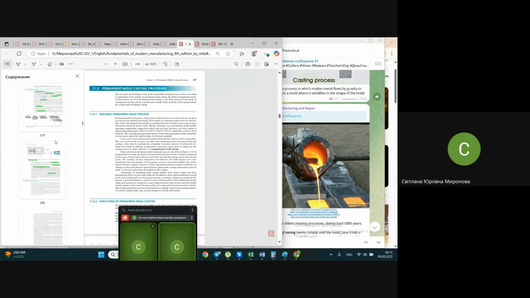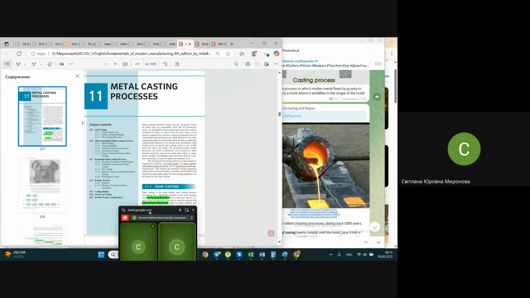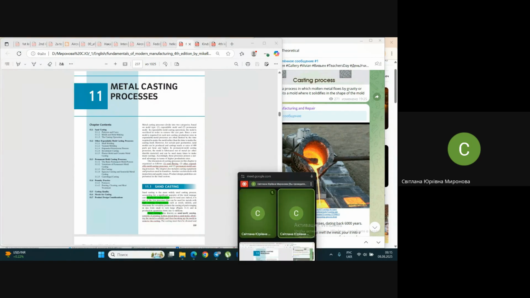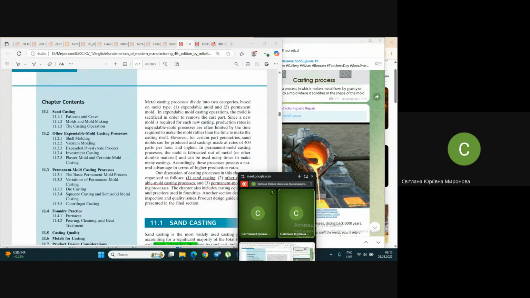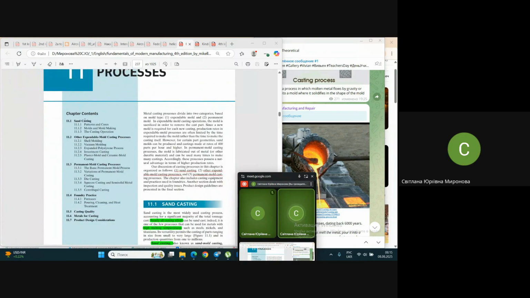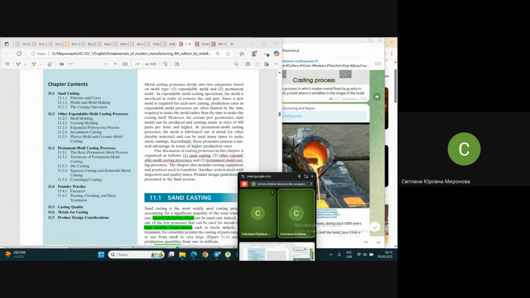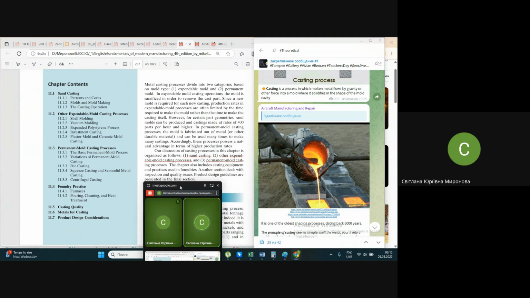Have found casting chapter. Metal casting processes, chapter 11 in this book. And you see right now, at least by content of this chapter, it's possible to see some names and look at this. Something like classification there. Well, let's continue, because our point is not studying the casting really.